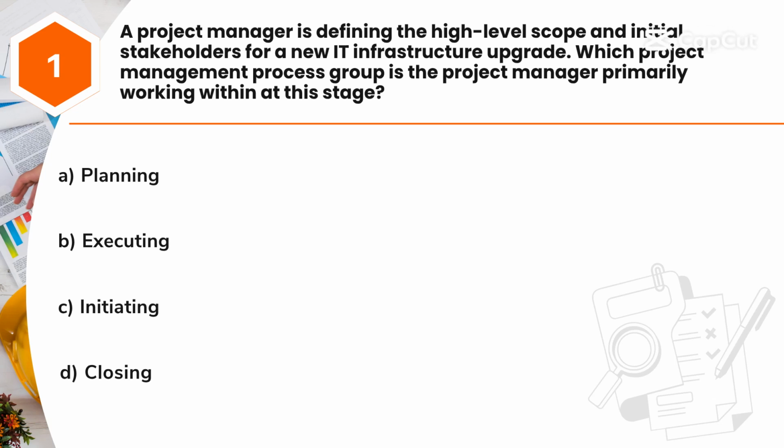Question 1. A project manager is defining the high-level scope and initial stakeholders for a new IT infrastructure upgrade. Which project management process group is the project manager primarily working within at this stage? A. Planning. B. Executing. C. Initiating. D. Closing.